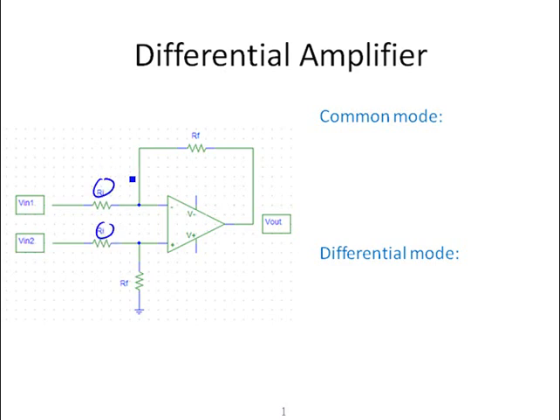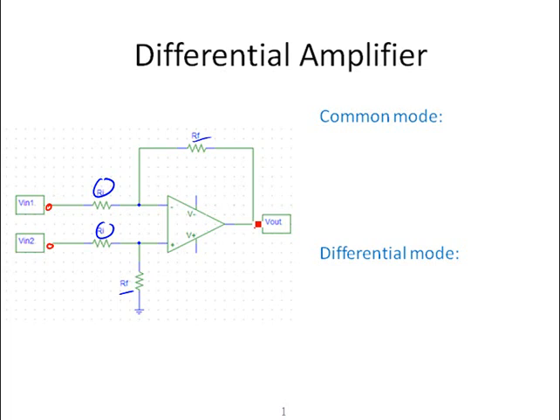The input resistance Ri and the feedback resistance Rf. There are two input signals from the negative and positive input pins, input 1 and input 2, respectively. And here's the output signal.